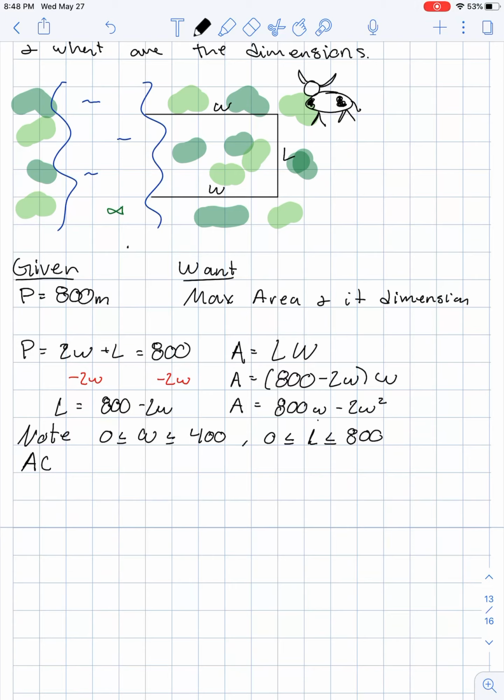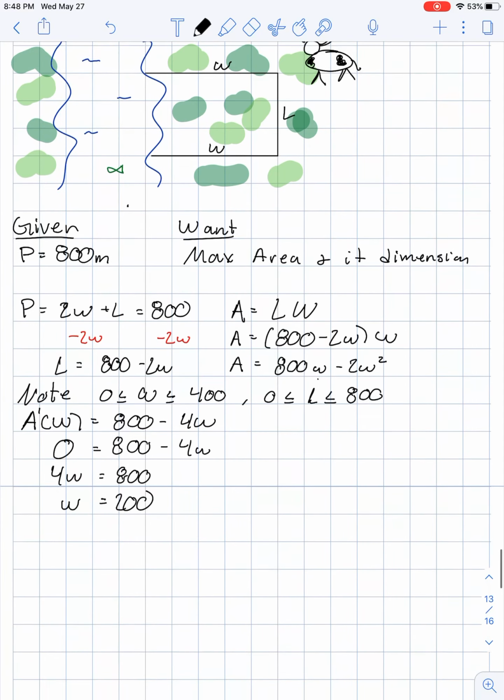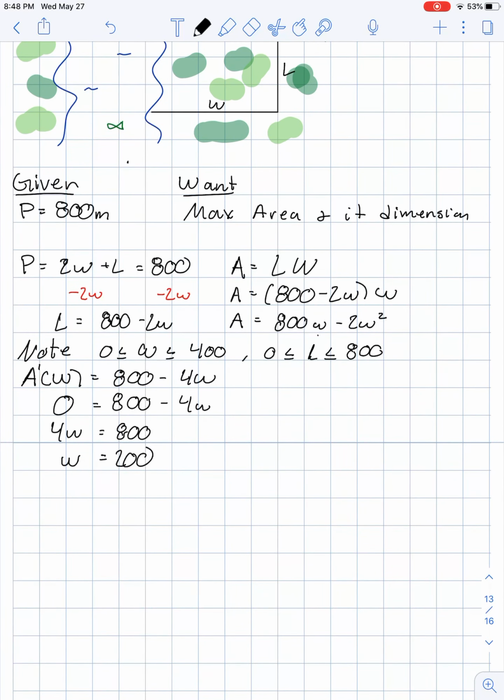Oops. Area is in terms of W now. So we're going to take the derivative, and that's going to be 800 minus 4W. We're going to set that equal to 0. So we get 4W equals 800, and W equals what? 200.